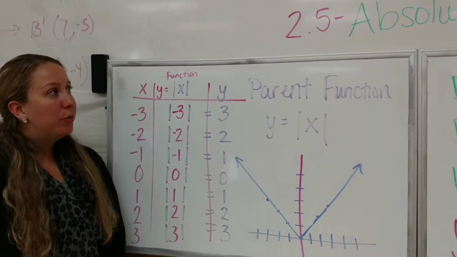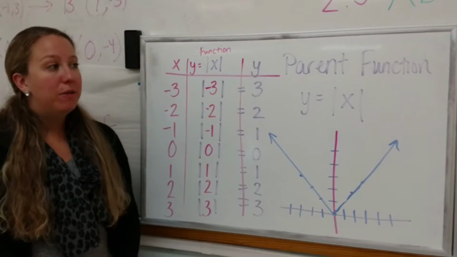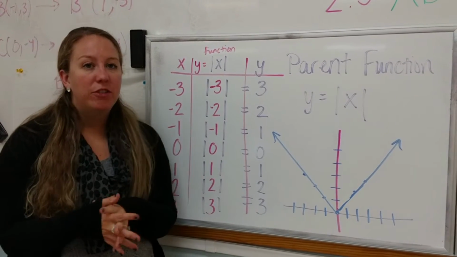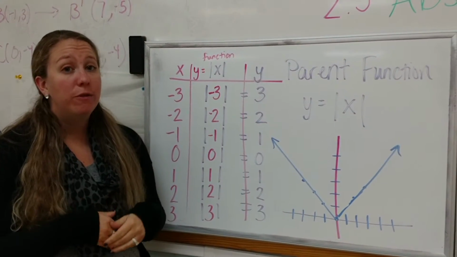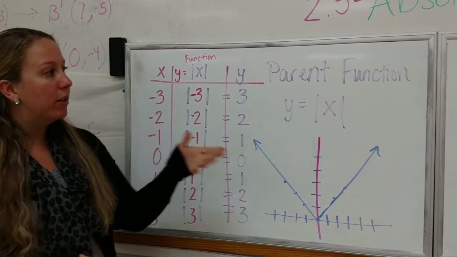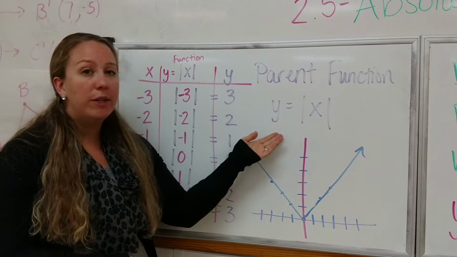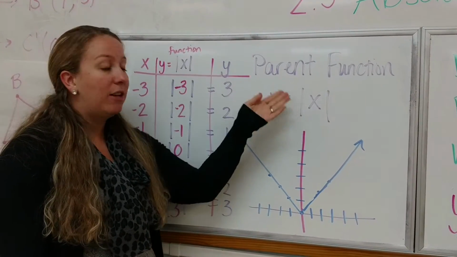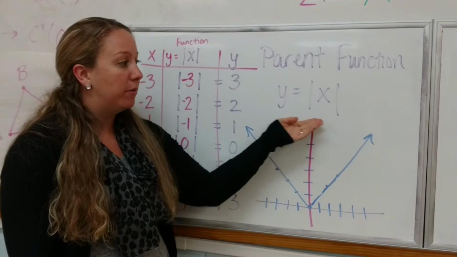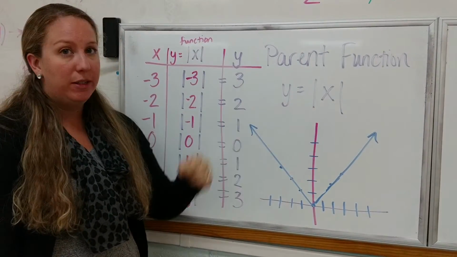This is section 2.5 about absolute value, and our video this time is just talking about the basics of the absolute value function. So the first thing we want to show you is that the parent function always is going to look like y equals the absolute value of x. These are your absolute value signs. That's what it looks like.